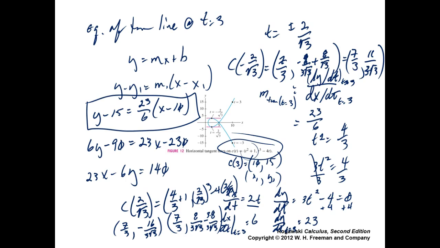Okay? You do have one vertical tangent, and that would be when x prime is equal to 0. I'm trying to find my x prime now. That's it right there. T equals 0. You're at 1, 0. So yeah, that's the place you have a vertical tangent line.